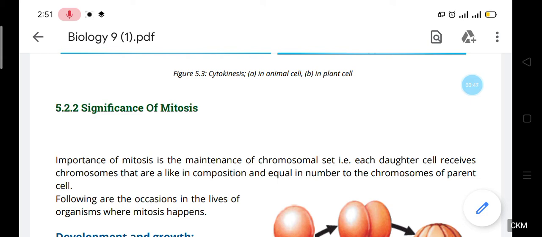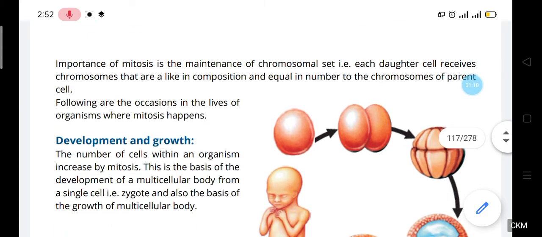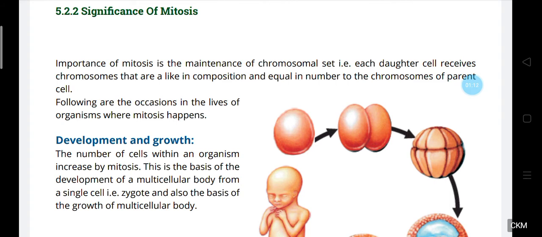We know very well that in mitosis, the daughter cells totally resemble the parental cell. The daughter cell looks just like its parent. If a parent has 46 chromosomes, then the daughter will also have 46 chromosomes. Due to this property, one of the greatest significances of mitosis is development and growth.